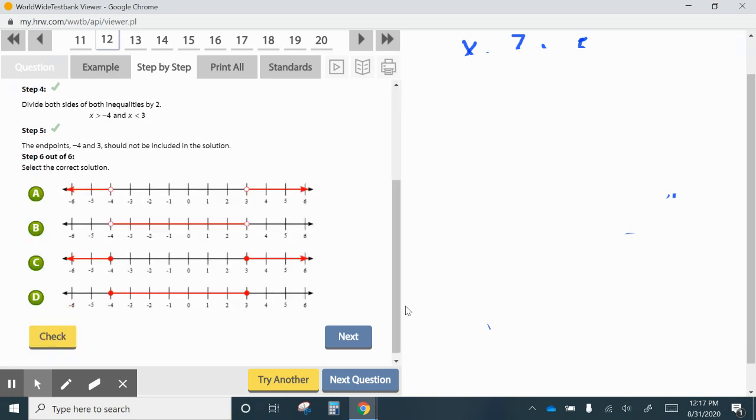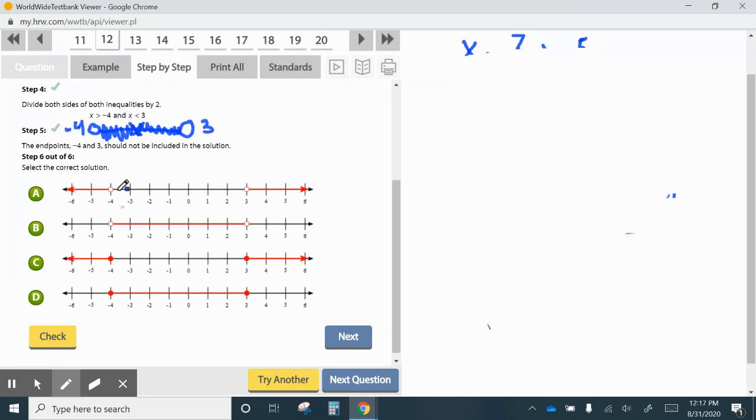Now to graph it, here we have an open circle at negative 4, and it's going in this direction. And then we have an open circle at 3, and it's going this direction. And you see here that this is where it's between. Okay, so it should be between negative 4 and 3.